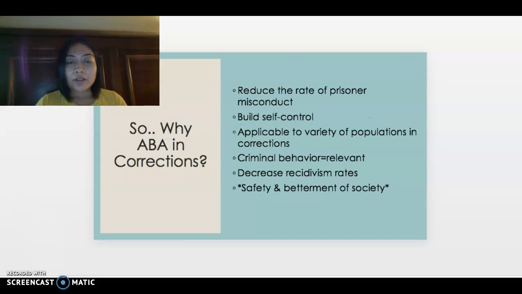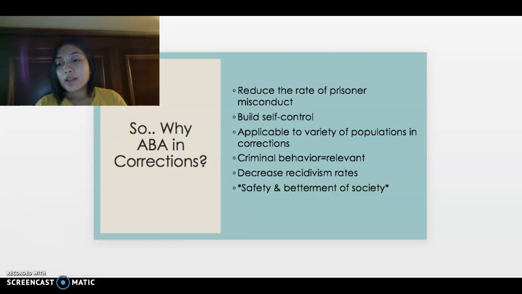So, why ABA in corrections? Well, ABA in corrections has proven to reduce the rate of prisoner misconduct. It helps those prisoners build self-control, and it's applicable to a variety of populations in corrections. And criminal behavior is a very relevant social topic in society, and it can decrease recidivism rates, so the rate of former inmates returning back to prison. And last but not least, it can help with the safety and betterment of society.